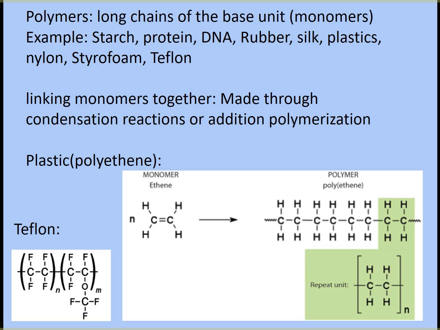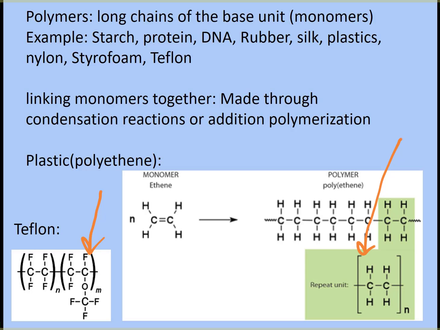Another large molecule that you might see on the AP test are polymers. And polymers are long chains of a monomer or a base unit. And you can tell it's a base unit because they'll use these brackets. Here they're using these parentheses. So this is a repeating pattern over and over, and these end up being really, really long, skinny molecules.